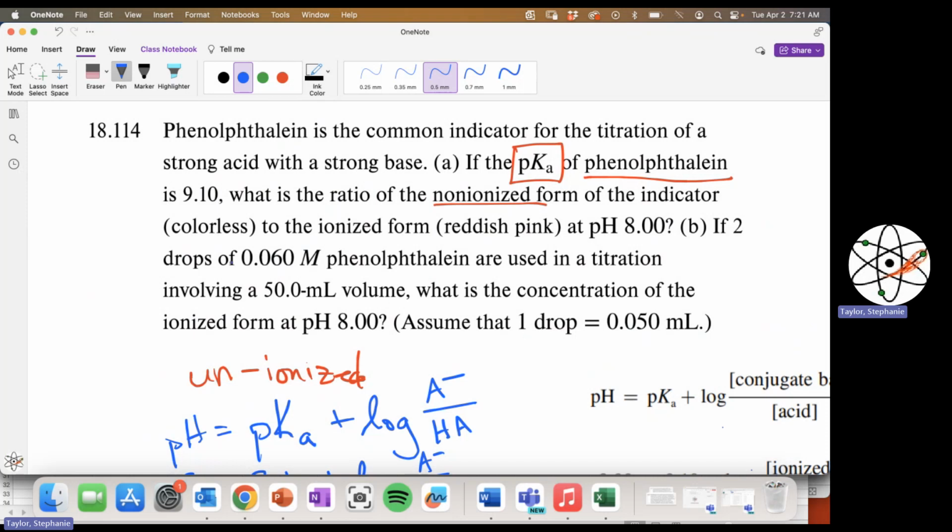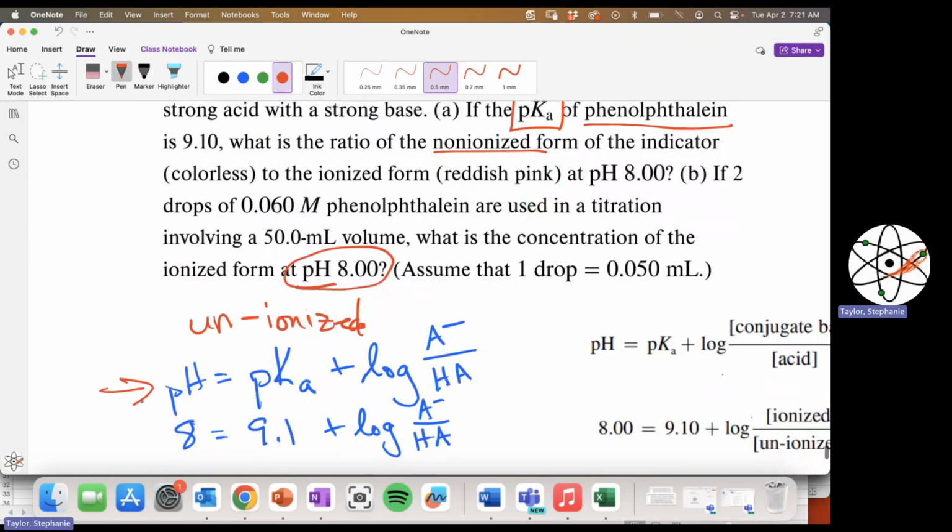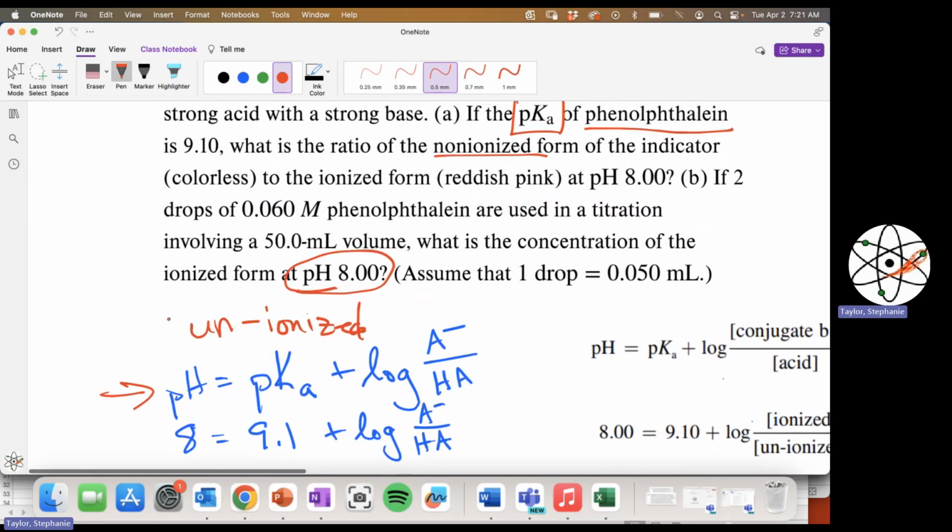If 2 drops, okay. So honestly, I think that the beauty of this is, because we still have this same pH and we're still talking about Henderson-Hasselbalch, the beauty of this is that the pH of buffers does not change with dilution.